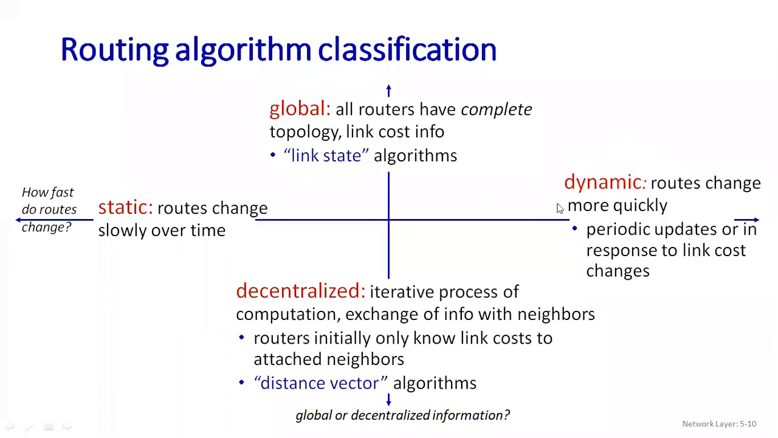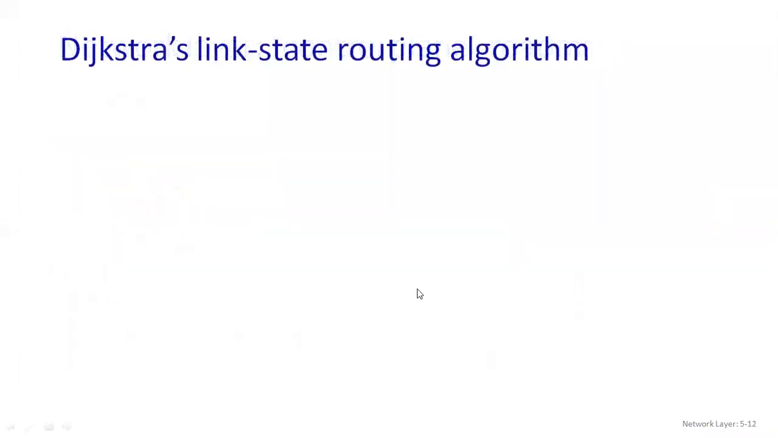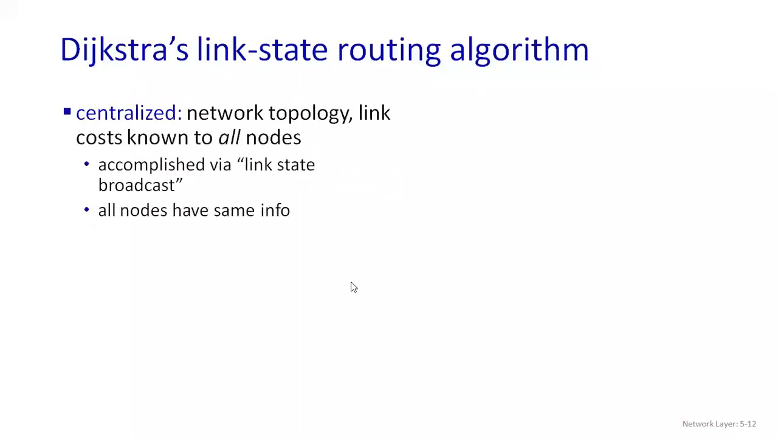So that will be in case of your dynamic part. So now directly we are moving to our link state algorithm. We will see the example of how we are going to work it out. So this is nothing but what is known as Dijkstra's link state routing algorithm. You have to remember the name, Dijkstra's link state routing algorithm.